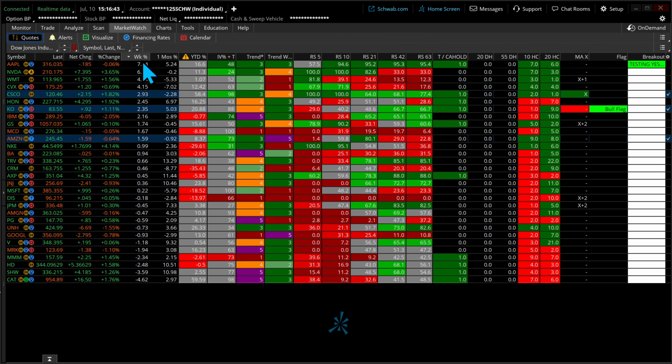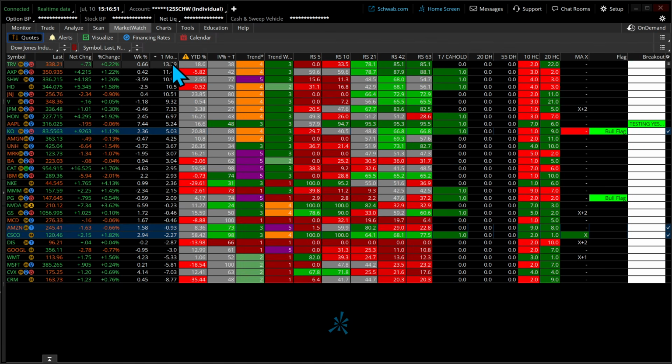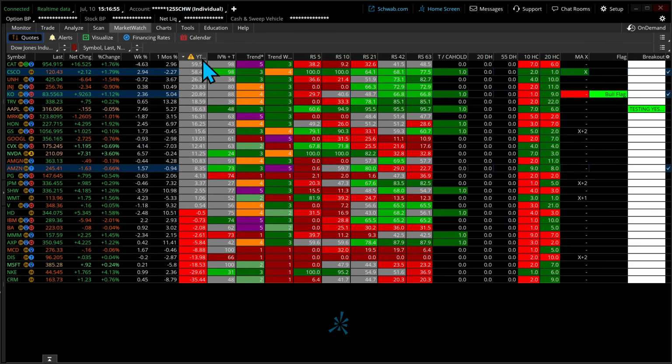So again, week percent, looking for bull flag pulls, price ascension. 1 month, think of it as a shorter term type of trend, okay? Year-to-date percentage, obviously if it's January 2nd, it's probably not going to be that helpful. But as you get further and further into the year, it gives you more of an idea of what's been moving for the year-to-date so far.